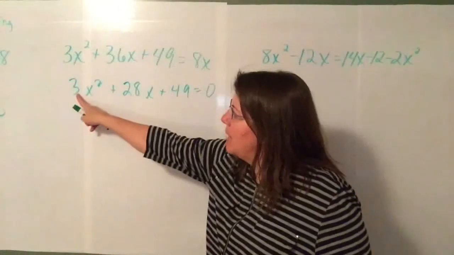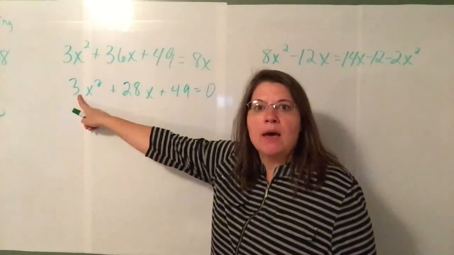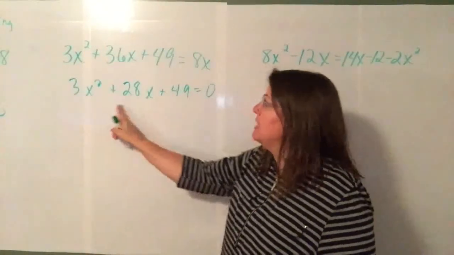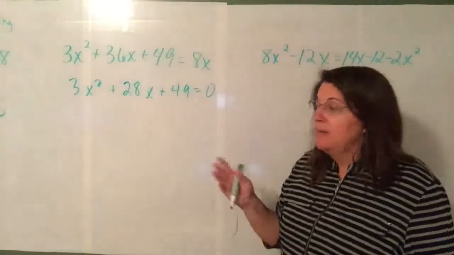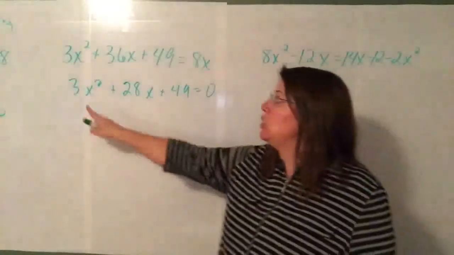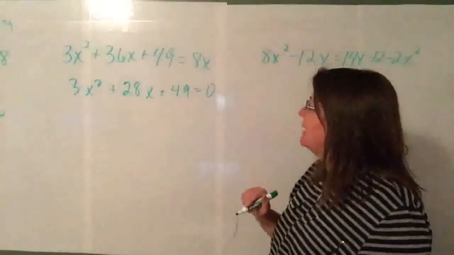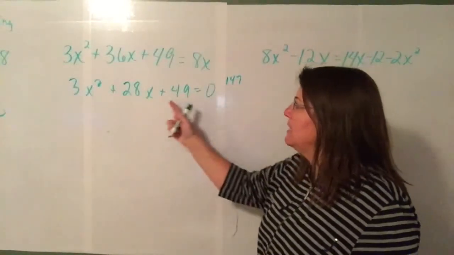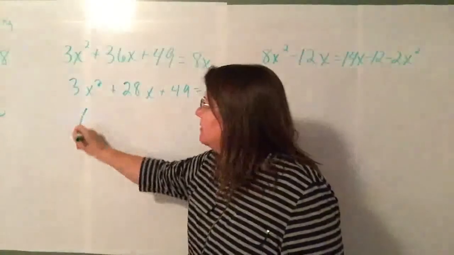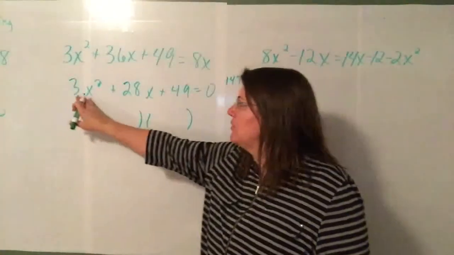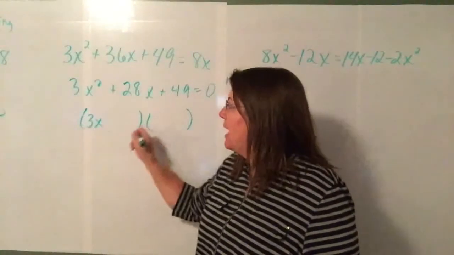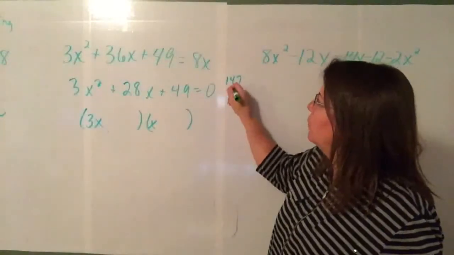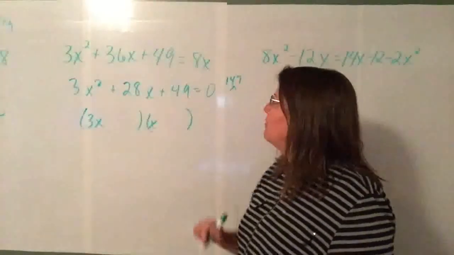Next, I'm going to factor this. Notice my coefficient of the x squared term is not a 1 anymore, so this makes it a little more difficult. First thing I'm going to do is check, is there anything that will divide out of each of those terms? The answer is no in this case. So I need to do 3 times 49, that is 147, and I'm looking for factors of 147 that add to give me 28. I know that the factors of 3 are just 3 and 1, so I'm going to use a 3x and an x. And then I'm looking for factors of 147 that will add to give me 28.